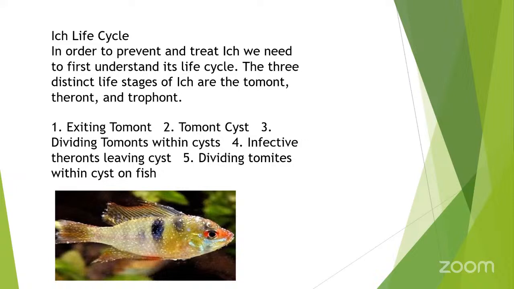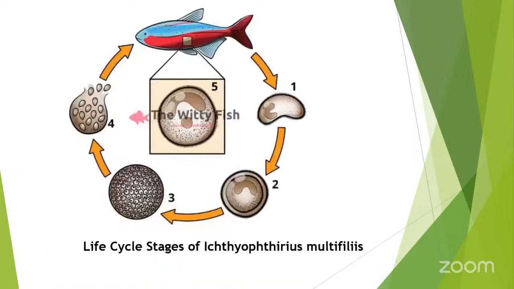So, in this, again, there are different stages. Excysting tomont, tomont cyst, dividing tomonts within cyst, infective theronts leaving cyst, dividing tomites within the cyst on fish. Now, this is the life cycle, how it looks.